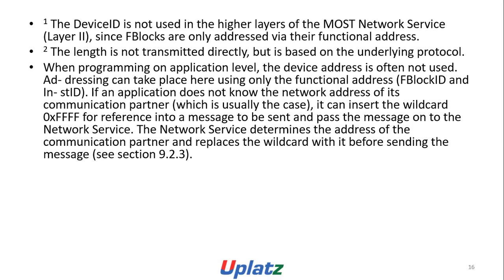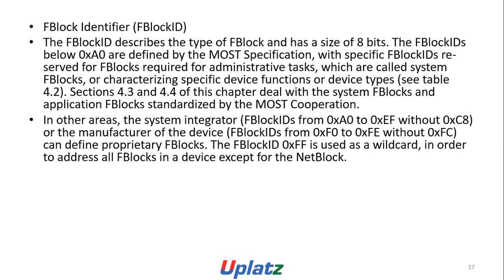If an application does not know the network address of its communication partner, which is usually the case, it can insert the wildcard 0xFFFF for reference into a message to be sent and pass the message on to the network service. The network service determines the address of the communication partner and replaces the wildcard with it before sending the message.